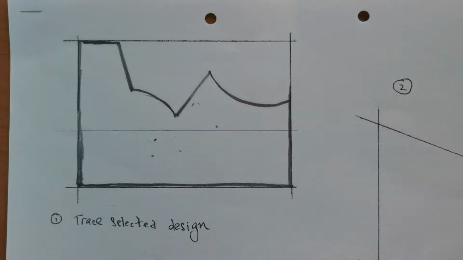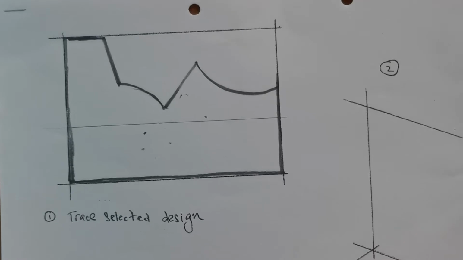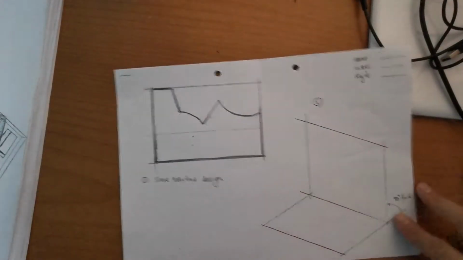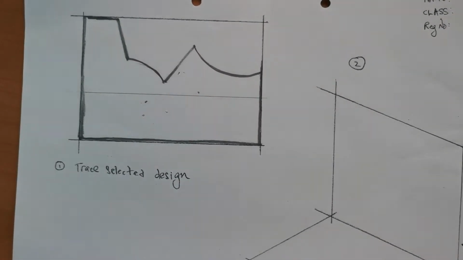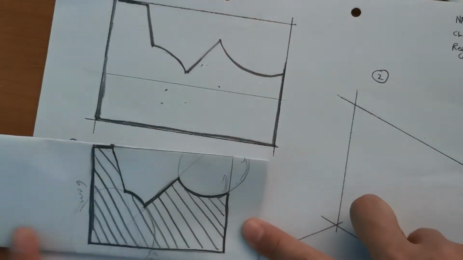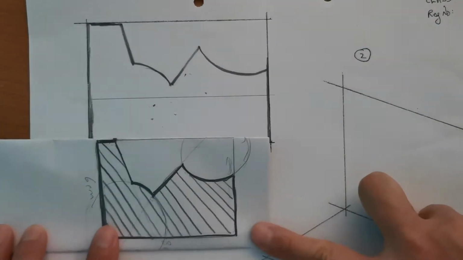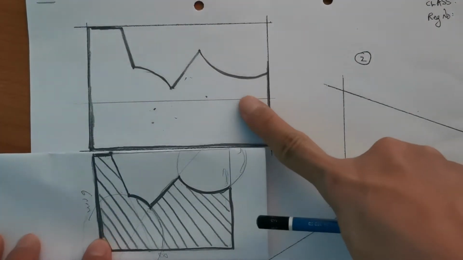Now, I will trace it onto the template. Remember this template that I gave you? You will trace it onto the square here, onto the rectangle down here, the shape that I have generated. I will trace it down here.